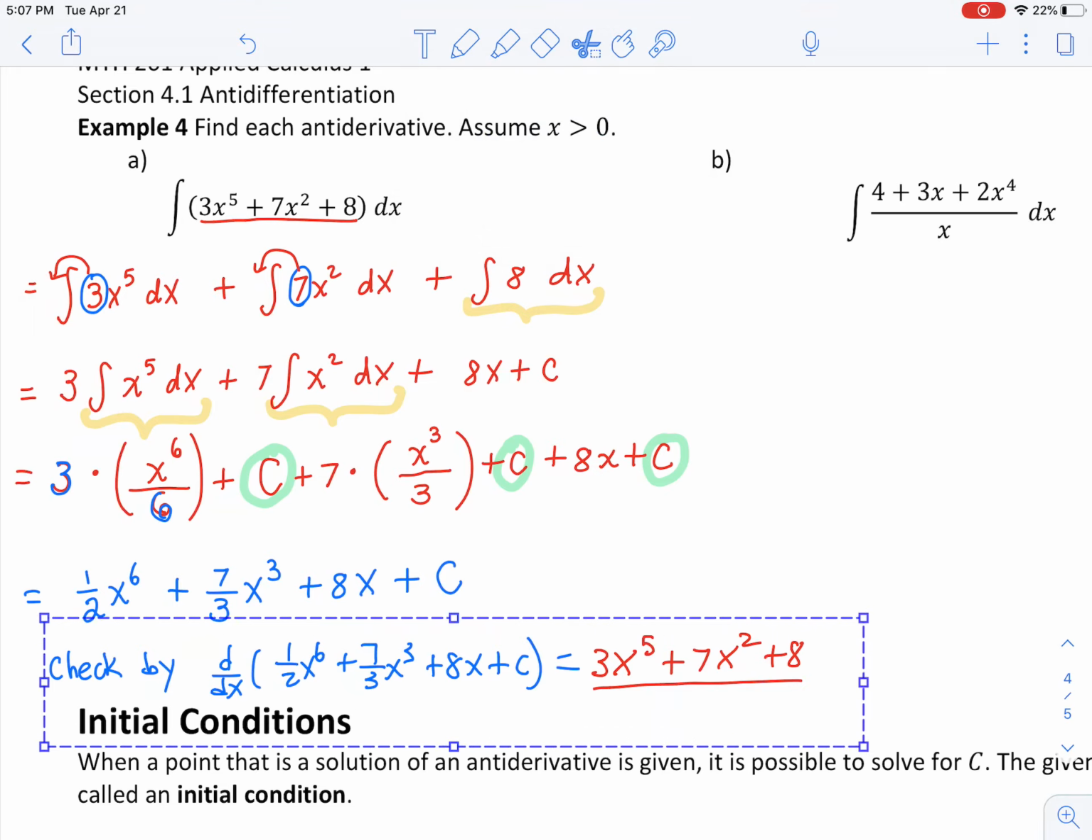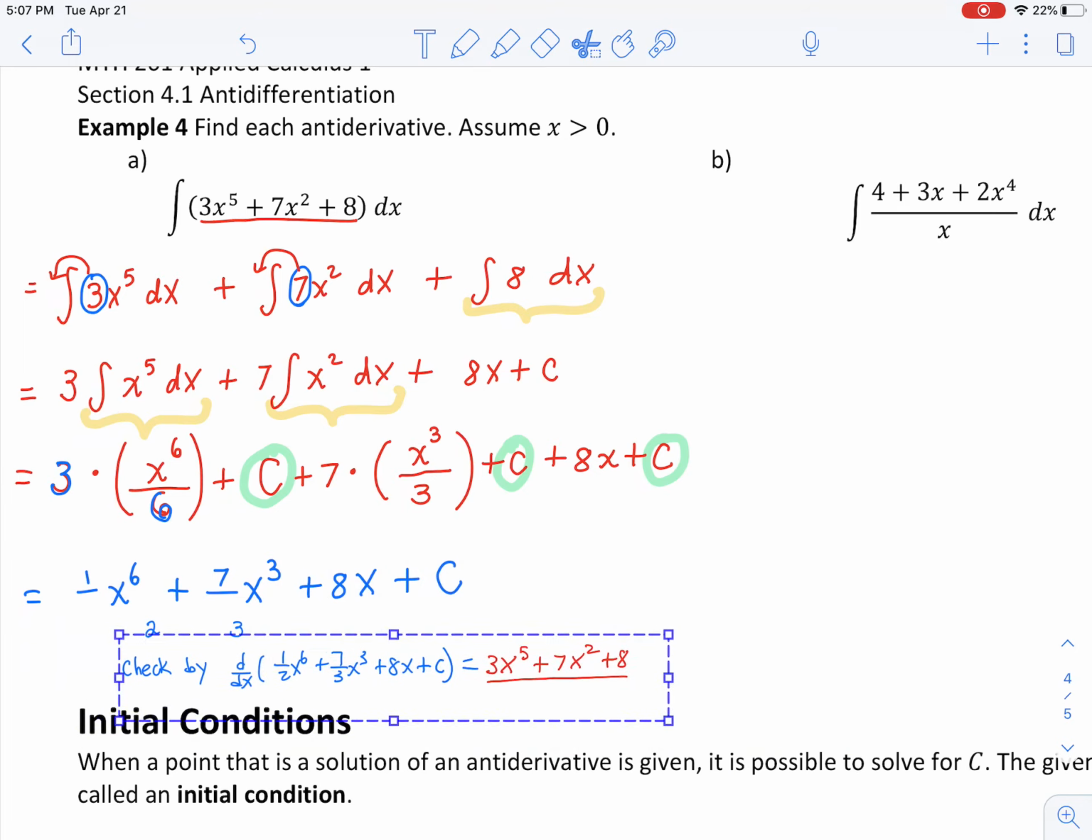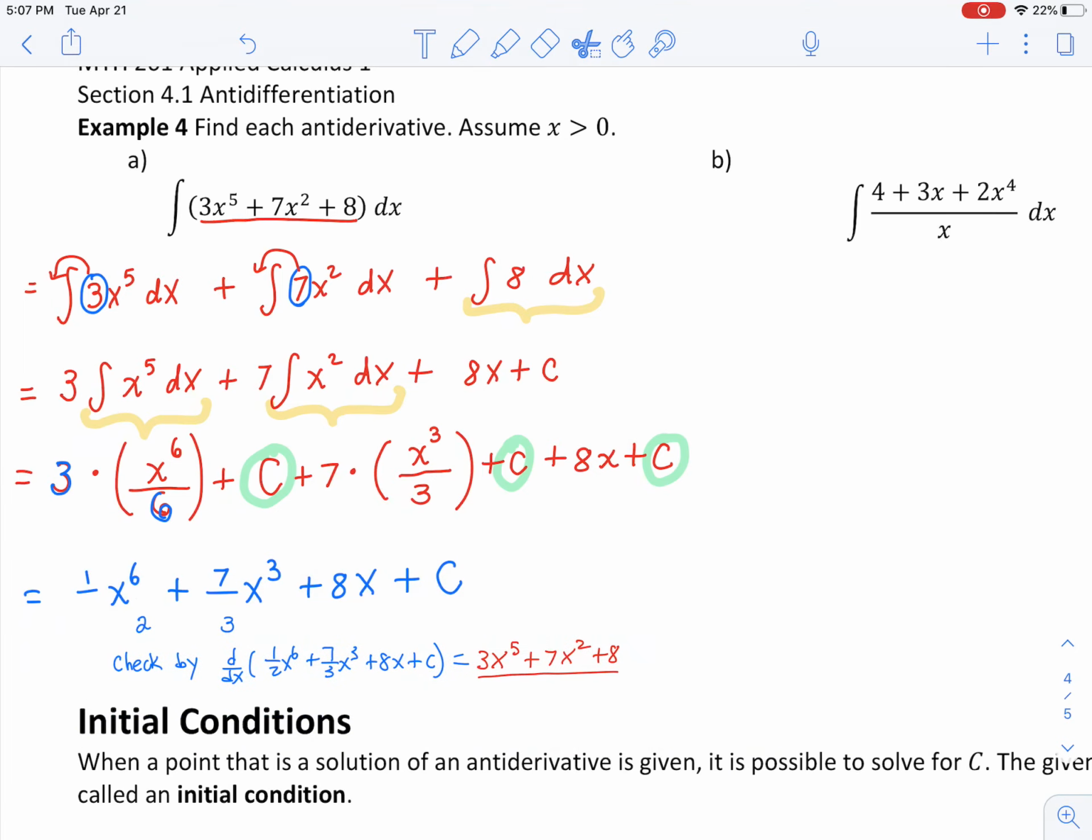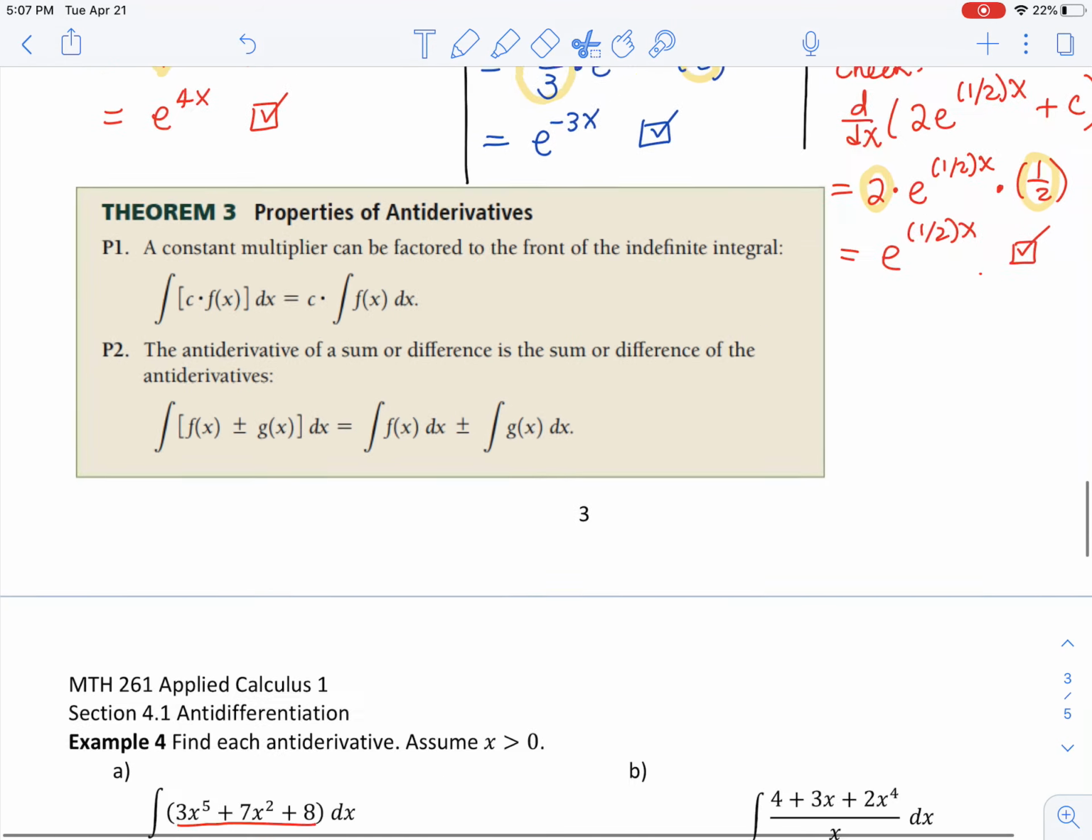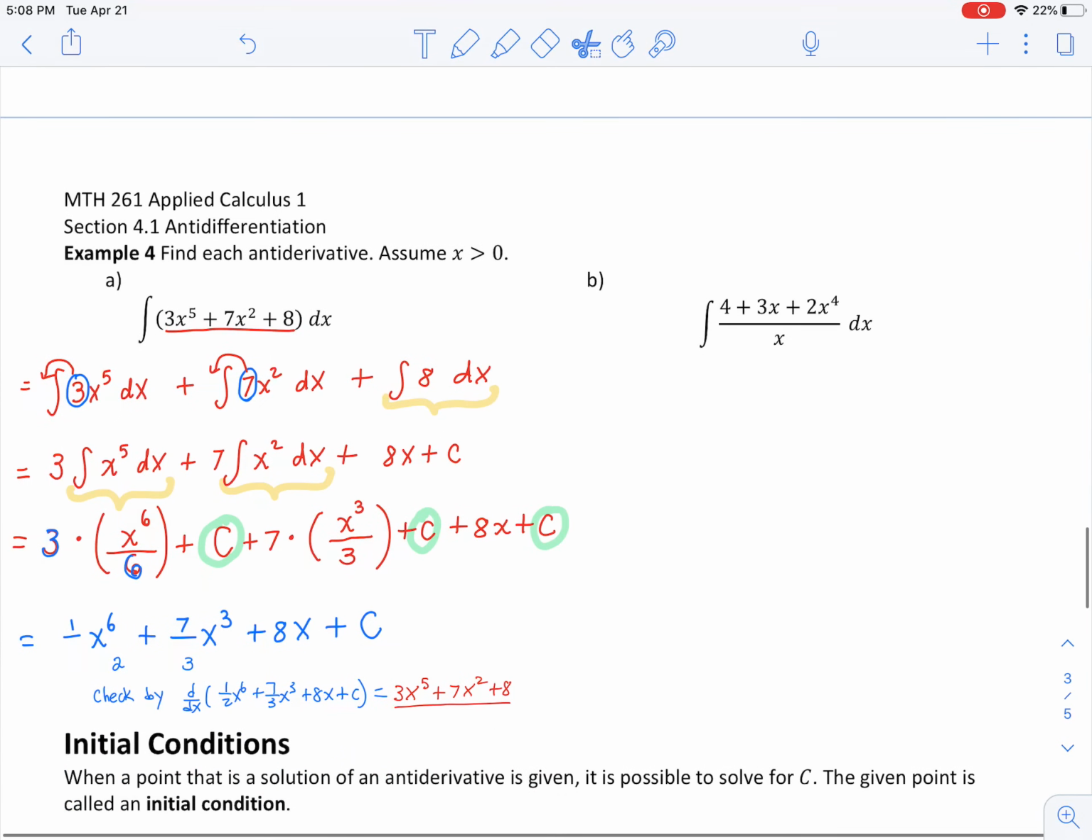Now, is this matching what they gave us originally? And yes, it does. So check is, it's nice. It's not required, but check it. If I were you, I'll check it when I'm taking like an exam or something like that. So that's how you would do this antiderivative problem using the properties listed as you expected, right?